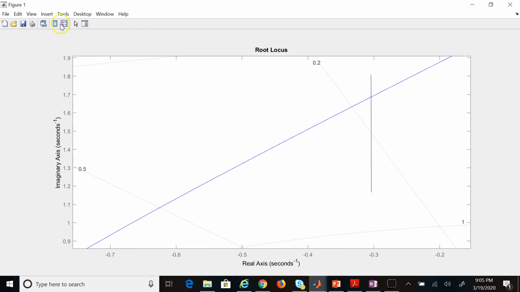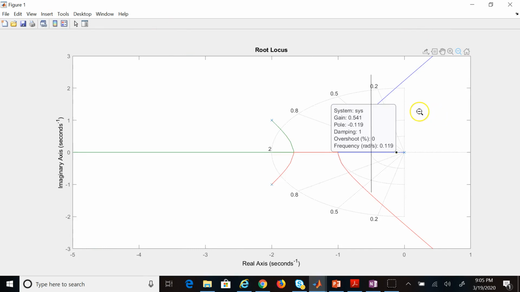But the bad thing is when you have a line, if you zoom in, it's going to mess up the line. So I don't recommend you zoom on the line. But if you can, grab this point again and get it as close as possible.